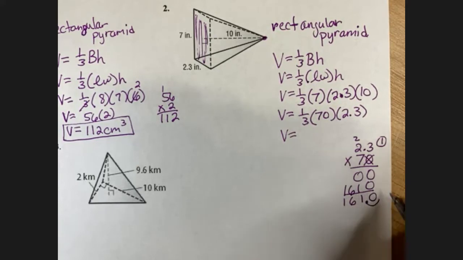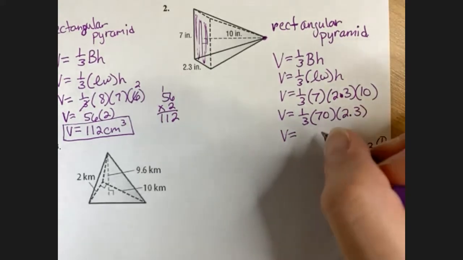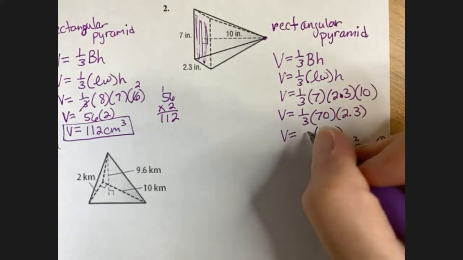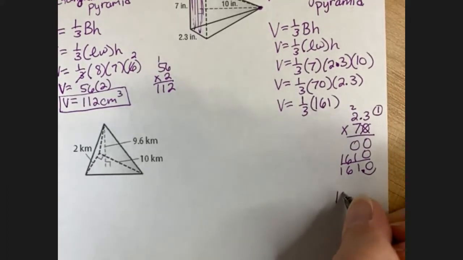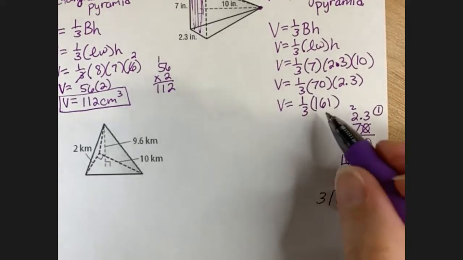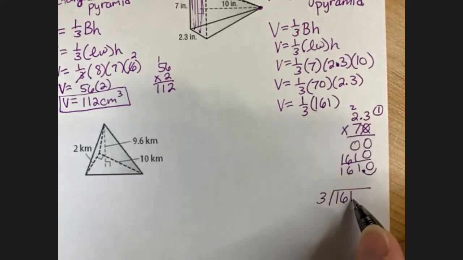I just added a 0 and moved my decimal, but you get the idea. So it's 161 when I multiply those two. So I'll be taking 1/3 of 161. 161 divided by 3 isn't going to be perfect because if you add the digits 1, 6, and 1, 8 is not a multiple of 3. Therefore, I'm going to have a decimal, and that's okay.